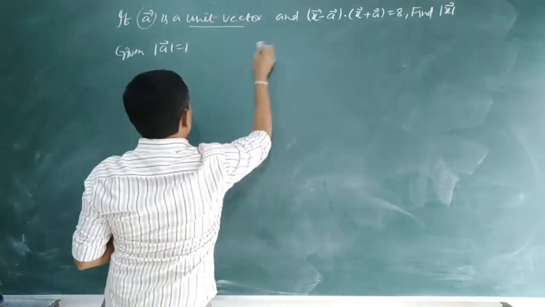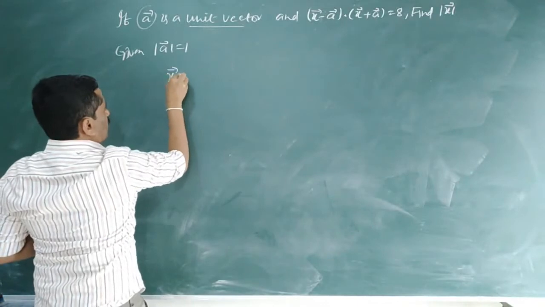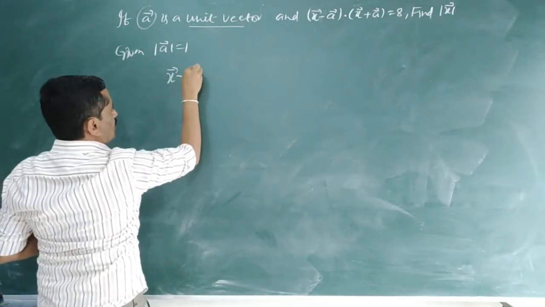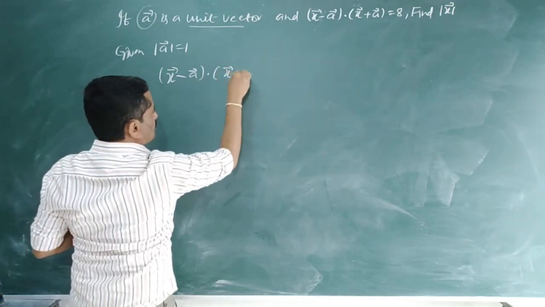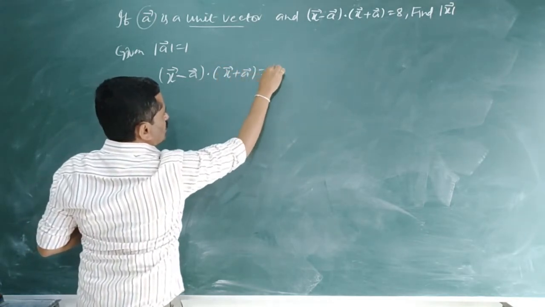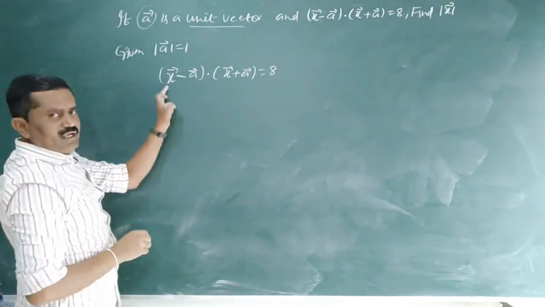Again, he has given that x bar minus a bar dot x bar plus a bar is equal to 8. Apply dot product.